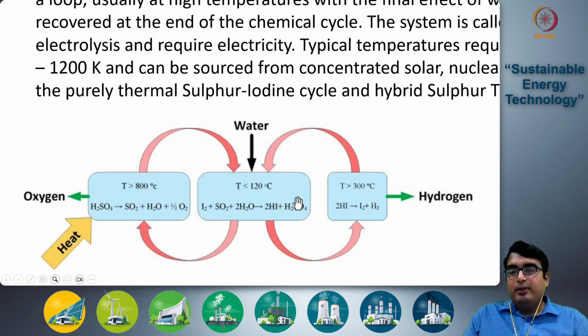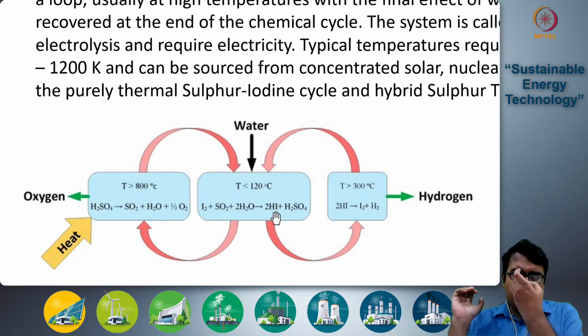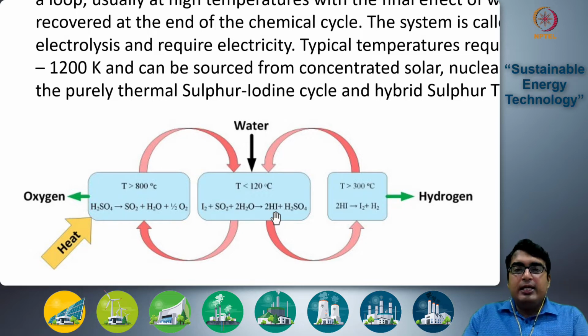First we will look at the central reaction where water is coming in, and this temperature is relatively low, around 100 to 120 degrees maximum. Here iodine and sulfur dioxide react with water, primarily water vapor or steam, at around 100 to 120 degrees centigrade to produce hydrogen iodide and sulfuric acid. So iodine, sulfur dioxide and vaporized water react with each other to produce hydrogen iodide and sulfuric acid at temperatures less than 120 degrees centigrade.